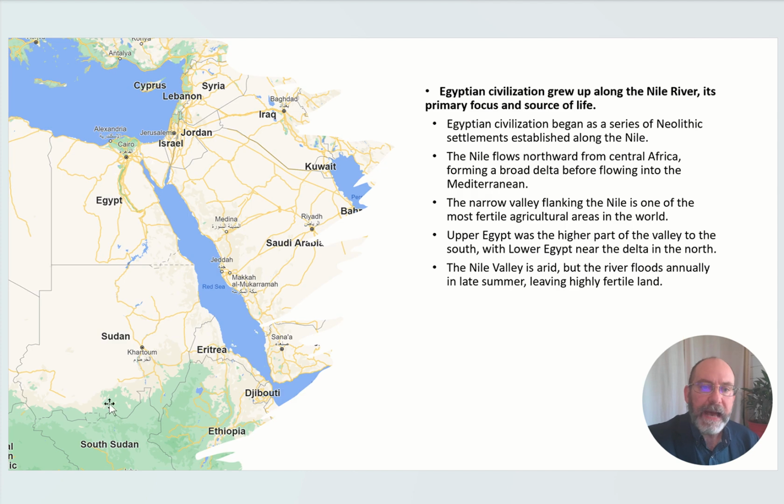Here's a broader map covering more of the Levant here. So we pick up a bigger portion of the Near East, North Africa. So Egyptian civilization grew up along the Nile River, its primary focus and source of life.